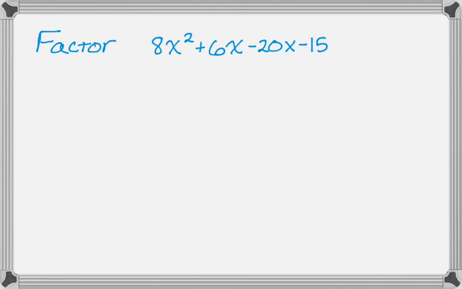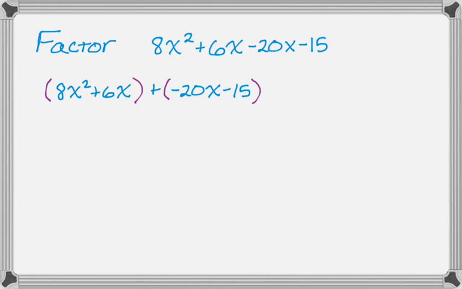Alright, in this video we're told to factor 8x squared plus 6x minus 20x minus 15. And what we're going to do is use factoring by grouping. So to factor by grouping, you group things. I'll group the first two things together, putting parentheses around them to show that I'm grouping them. And then I'm going to group the second two things together.